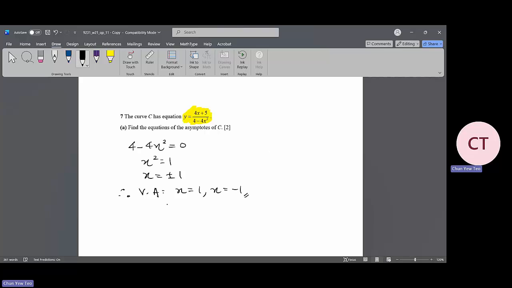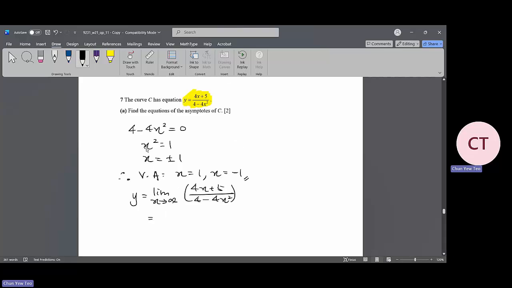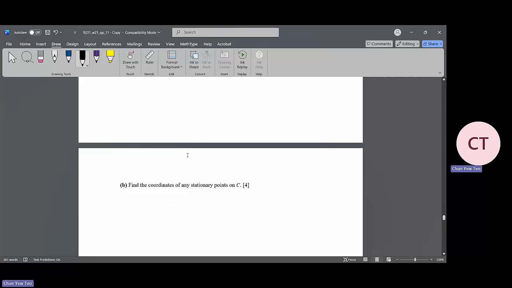And as for your horizontal asymptote, you just need to find the limit of x approach to infinity of these expressions. So you can see that for this case, the degree of your numerator is smaller than the degree of the denominator. So eventually, when the x go to infinity, you will get 0. That will be your horizontal asymptote. Done for the number 7A. So now we move on to question B.